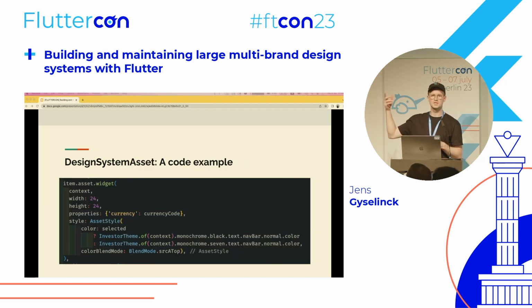So you would call that .widget method on the asset and then just pass it a properties map. And in this case, we're just passing it a currency. So this is most likely a currency icon that will then be selected correctly based on what currency code you actually pass to the currency icon.